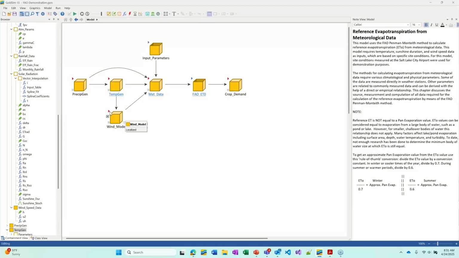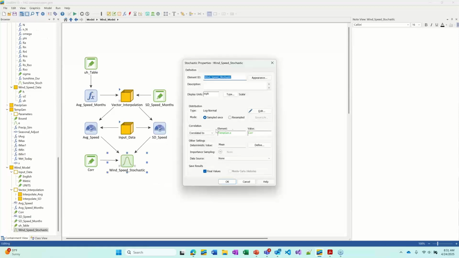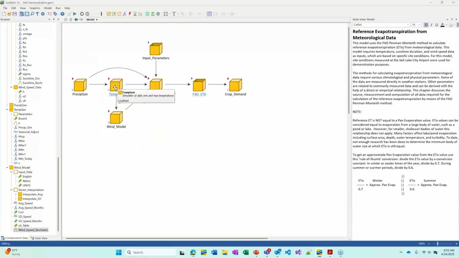So I could go into my wind model, and in this particular wind model, all I'm doing is just saying it's a log normal distribution. But I can go in and I can say I've correlated it to the temperature stochastic with a correlation factor that we can then play with. And right now I'm just saying there's a 0.5 statistical correlation factor between wind and temperature. Also, precipitation does also play a role in the temperature. So I'm also modeling precipitation for that reason.